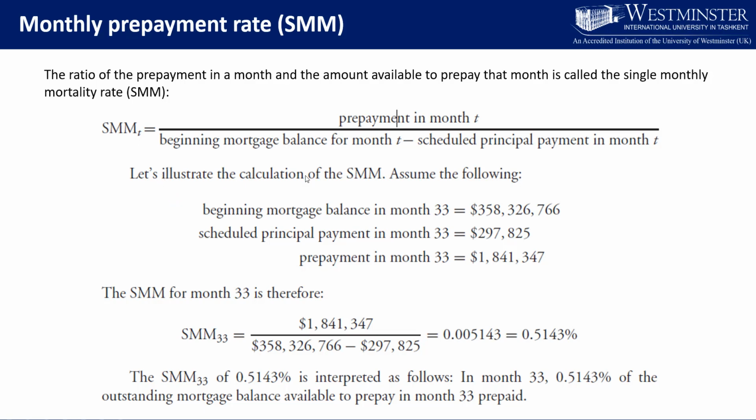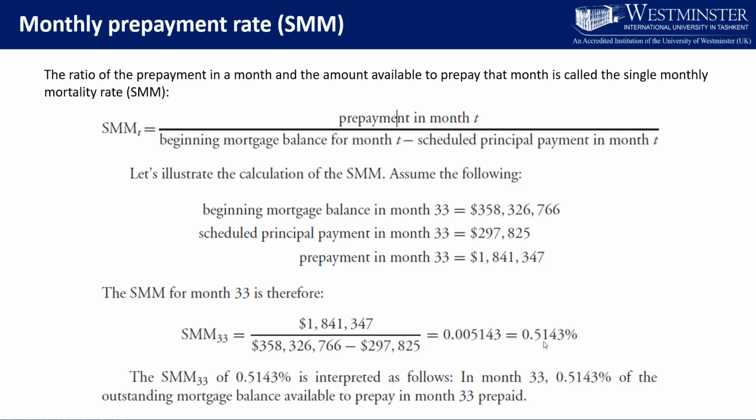Now let's illustrate the calculation here. The beginning mortgage balance in month 33 is 358,326,766. The scheduled principal payment in the same month is 297,825. Now prepayment is 1,841,347. We just take this 1,841,347 and divide it by the difference, right? How much has been repaid as usual. And you get 0.51%. So on a monthly basis, it's a very small percentage, right?